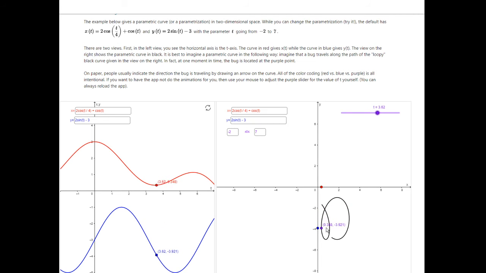These coordinates could tell you, like, right at 4.2 seconds at that moment of the experiment, here's where the bug is located. And then at 5.4 seconds, the bug is located at 1, negative 4.4.